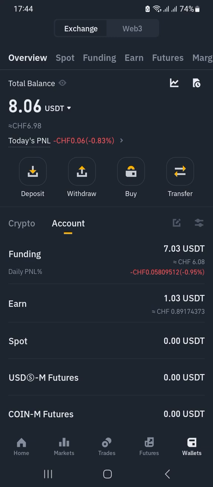Right. So let's look at these types of wallets within Binance. If you check there, we have overview. The overview here, we see the total balance, and then we see deposit, withdrawal, buy, transfer. Under that we have crypto accounts, funding, earn, spots, and at the top there, just following the overview tab, we see spots, funding, earn, features, margin.